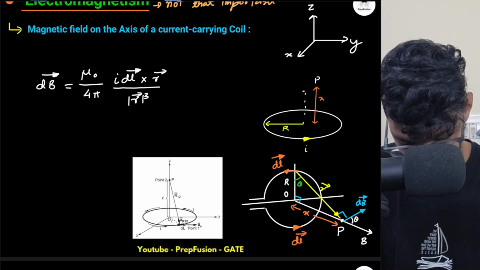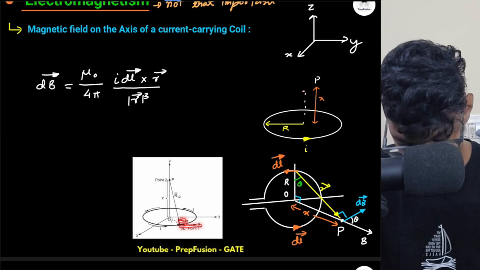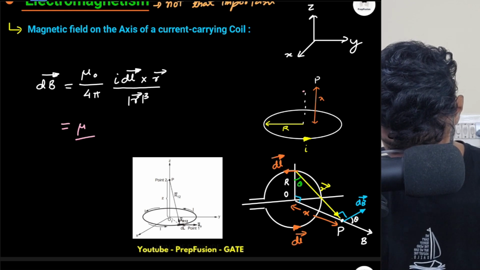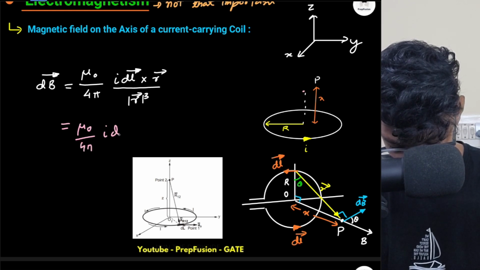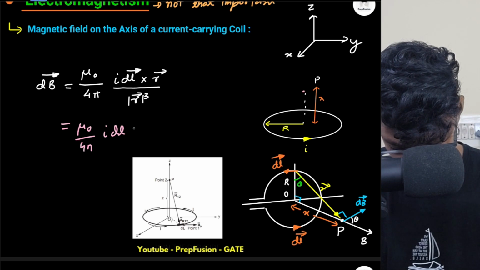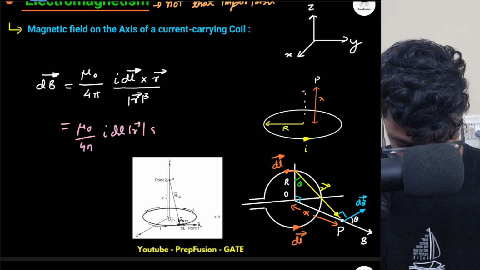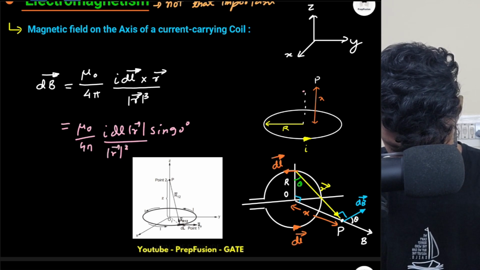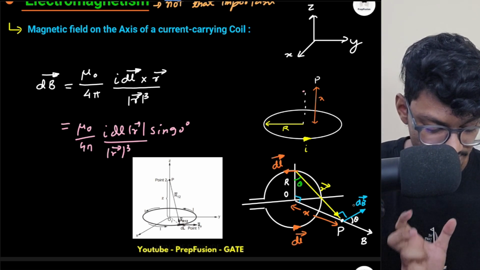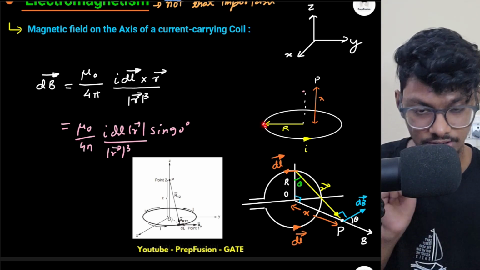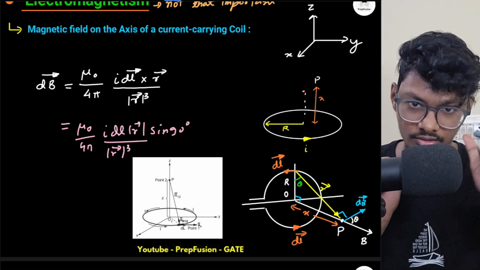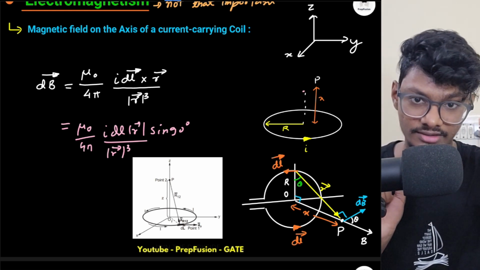So here also you can observe that r and the dL vector will always be perpendicular to each other. So I can directly write mu naught by 4 pi, I dL, times magnitude of r sine 90, divided by magnitude of r whole cube. Another important point is that the magnetic field due to this point will be somewhere along this direction. If I just take the r cross L, you will get the magnetic field like this.